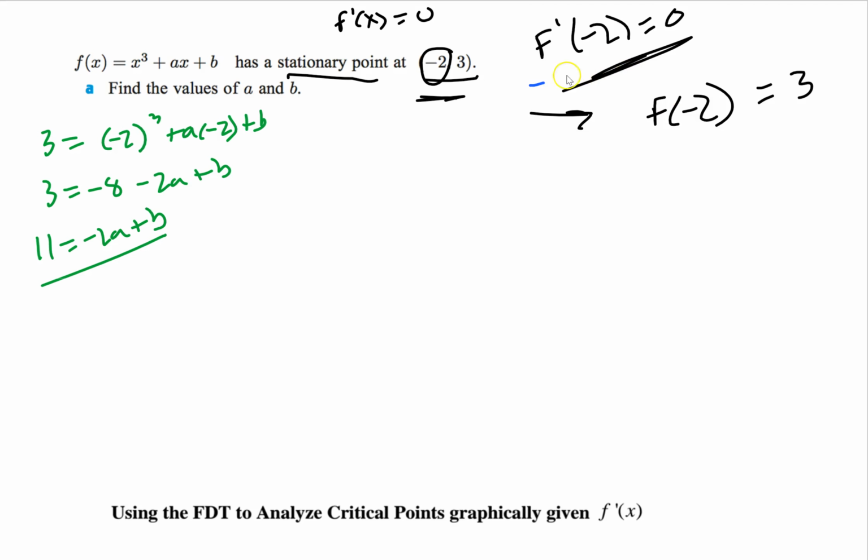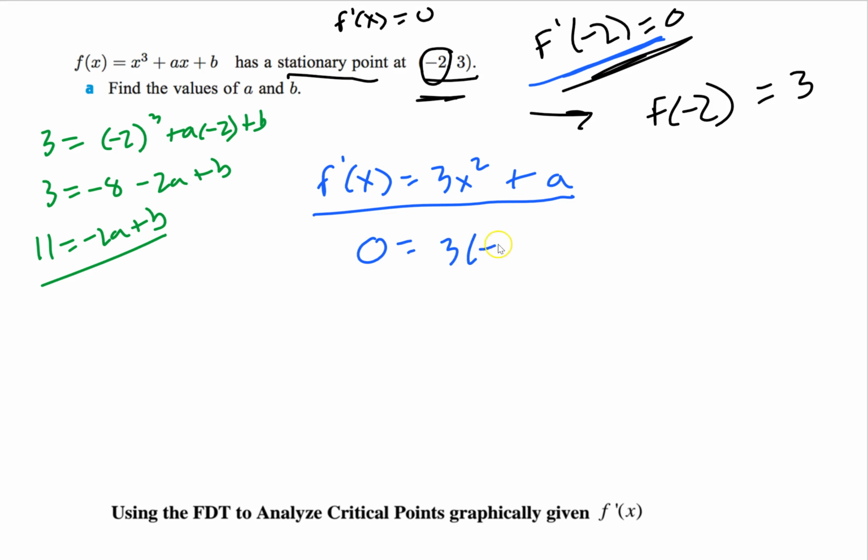Now let's look at the derivative one. Take a derivative of that. So f prime of x: bring the 3 down, subtract 1 off, plus, remember, the derivative of this is just a. And that has no x at all, so this goes away. So that's my derivative. Let's do that, right? When I plug in negative 2, it equals 0 because it's a stationary point. So when I plug in negative 2, it equals 0.